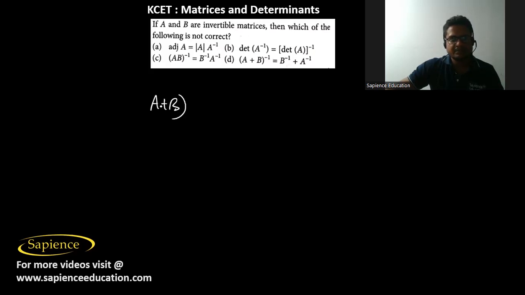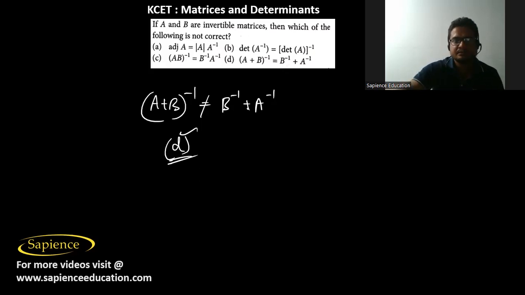If so, (A + B) inverse is obviously not the same as B inverse plus A inverse. So option D is the wrong statement, so it is the correct option.